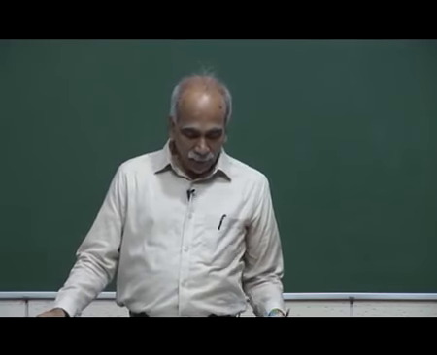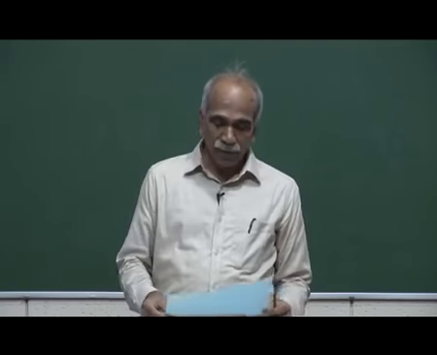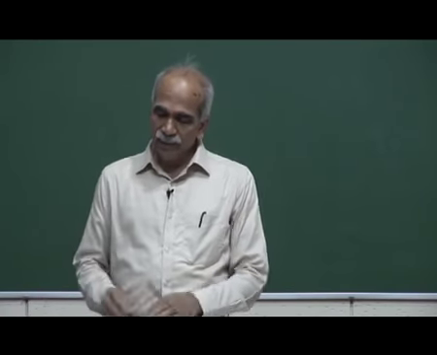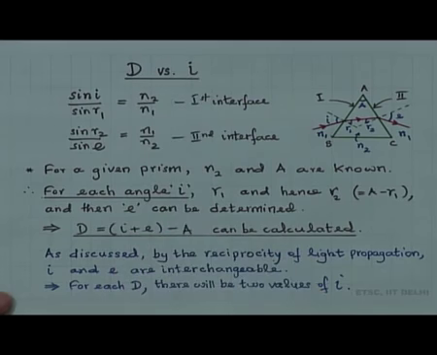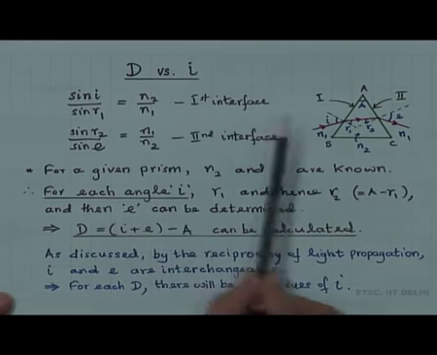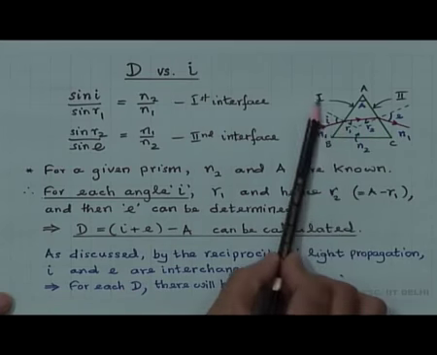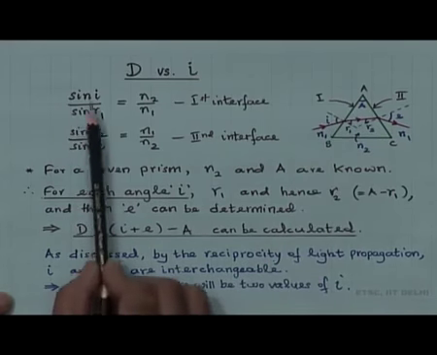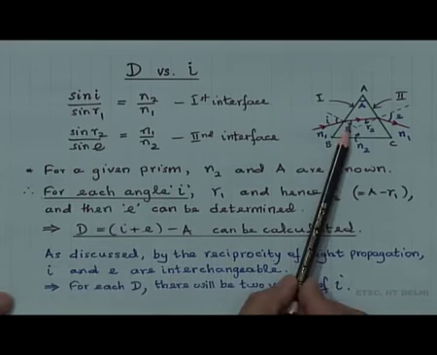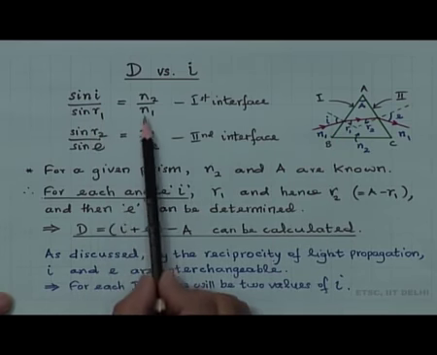Now, coming back to the problem and calculating the angle of deviation. D versus I. We are now interested in determining the angle of deviation versus the angle of incidence. We have Snell's law at this interface and this interface. At the first interface, I have shown a small diagram now. At the first interface, sin I by sin R1, R1 is the angle here, and therefore, sin I by sin R1 is equal to N2 by N1.